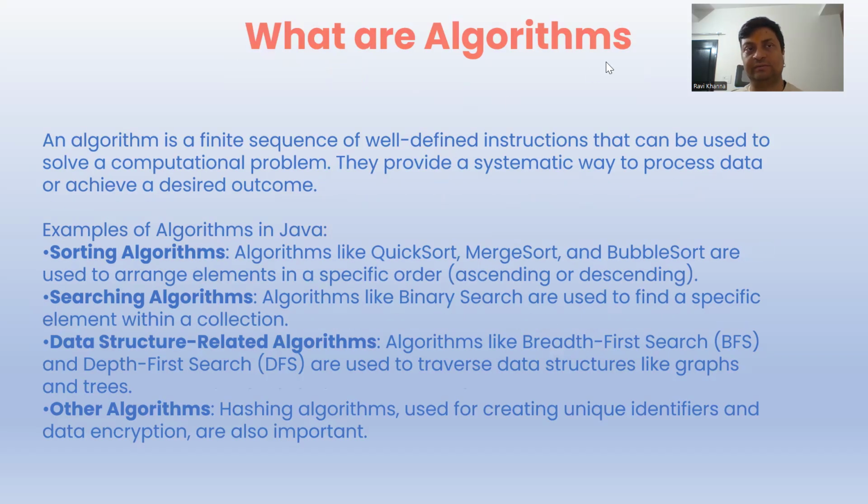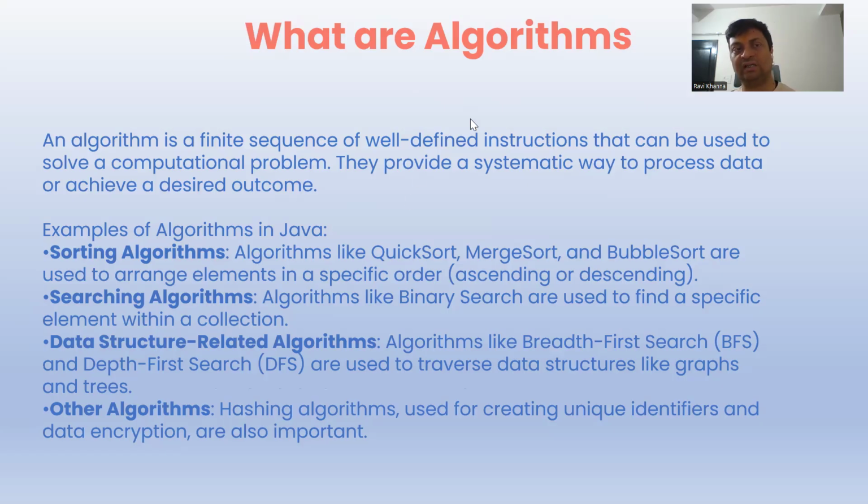Now, what are algorithms? An algorithm is a finite sequence of well-defined instructions that can be used to solve a computational problem. If you want to solve any problem, or if you want to build your application from scratch, then you should follow a certain algorithm. An algorithm defines a finite sequence of well-defined procedures that can be used to solve any problem. They provide a systematic way to process your data or achieve a desired output.